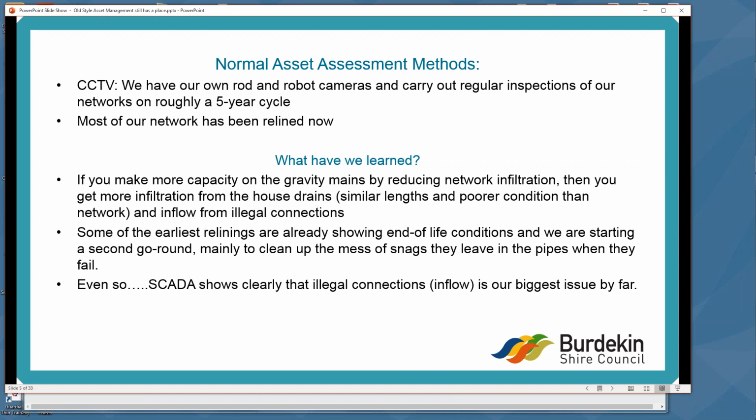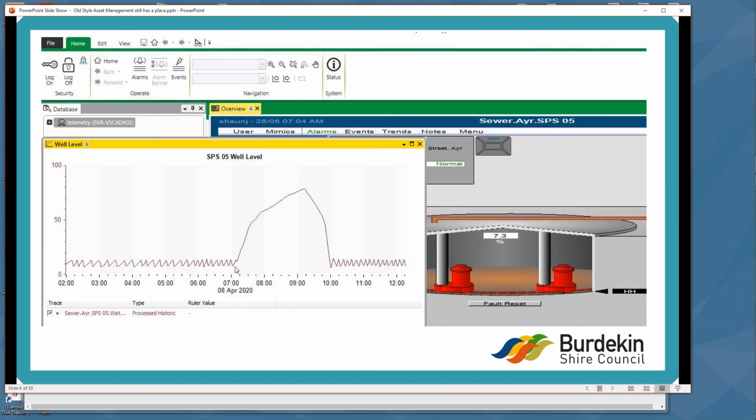But if you have a look at our SCADA, it shows quite clearly that illegal connections and inflows from those are our biggest problem. Now, I don't have the rainfall figures on this graph as well, but I can tell you that in this rain event earlier this year, the rain started falling about 7 a.m. in the morning, and almost immediately you can see the graph there rises to the sky as the inflow, not infiltration, comes into the system.